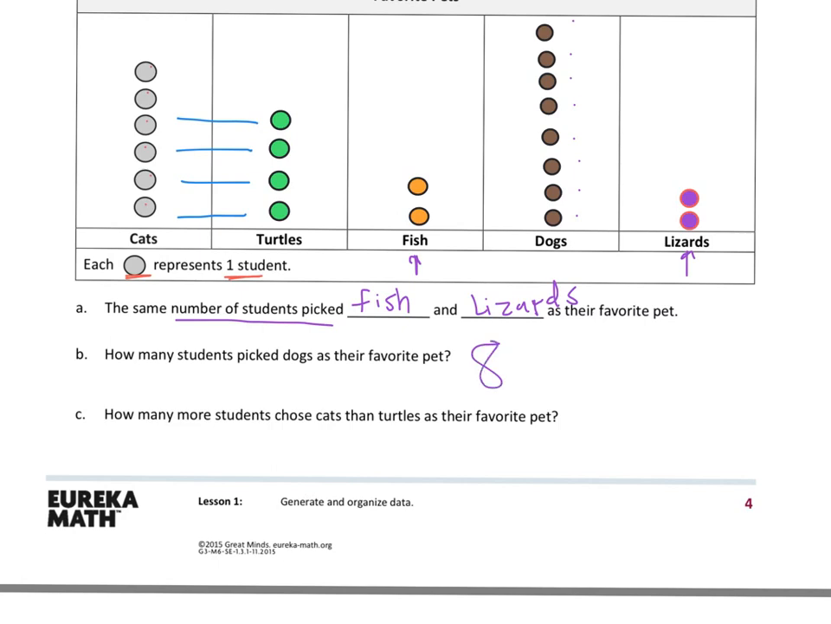C says, how many more students chose cats than turtles? When it asks how many more, it means what's the difference. So I'm looking at cats, which has 1, 2, 3, 4, 5, 6, and turtles, which has 4. So I want to find the difference, and difference means subtraction. So 2. Let's take a look at the next page.